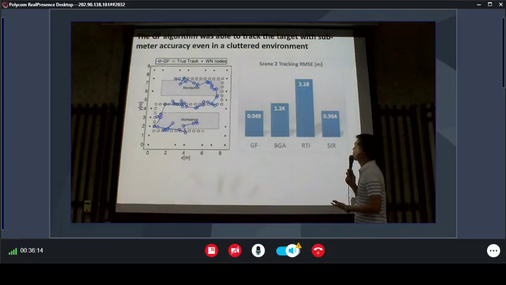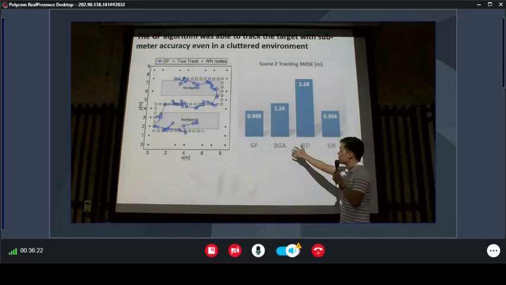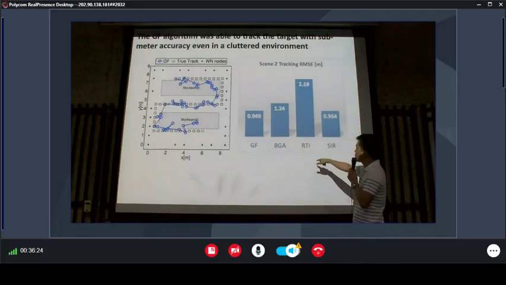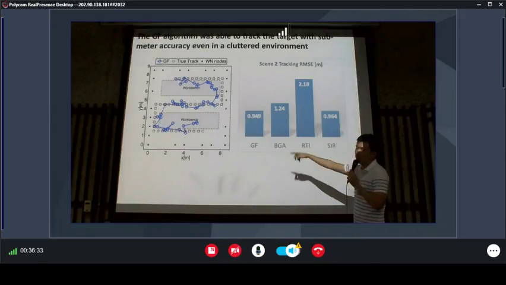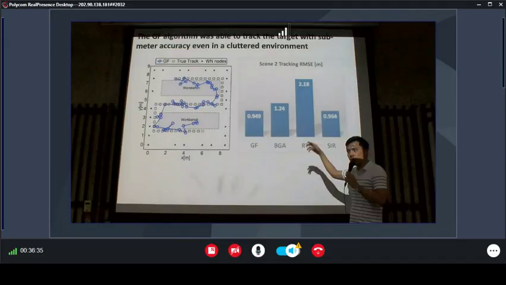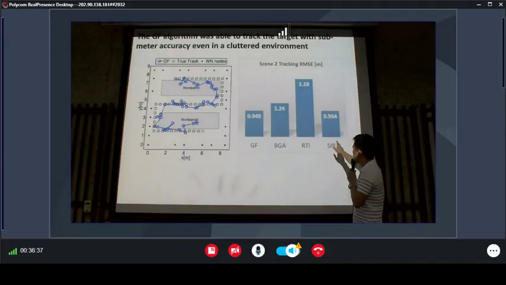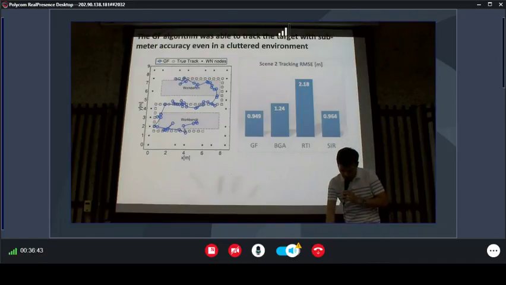For the indoor cluttered environment, the geometric filter algorithm was able to achieve sub-meter accuracy, and we compared it with a Bayesian grid approach, a radio tomographic imaging approach, and a particle filter-based approach. In this result, we note that the accuracy of the geometric filter algorithm is nearly equal to that achieved by the particle filter-based approach, but at a lower computational cost.